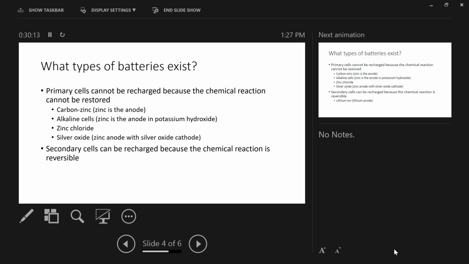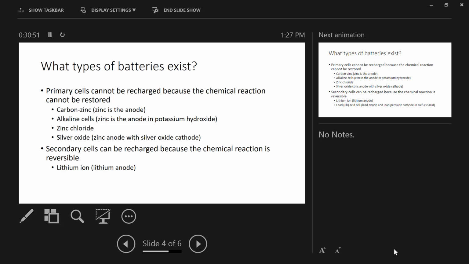What type of battery can be recharged? A lithium ion. Great example of a secondary cell. And so the anode is lithium, and the cathode is chemically very similar. It's oftentimes lithium combined with something else. And so lithium anode donates electrons to something that also contains lithium. And then you can input energy to reverse that and make the lithium take its electrons back.